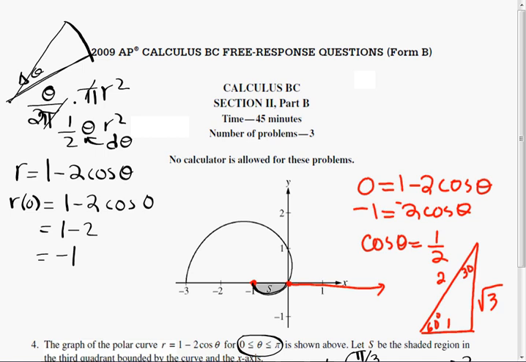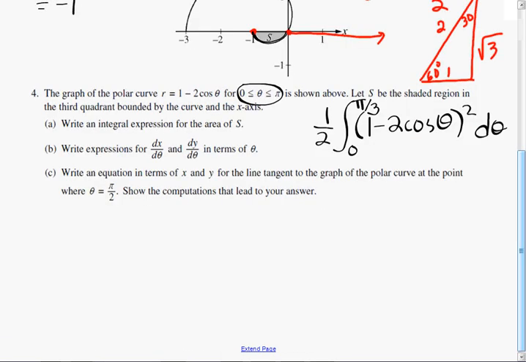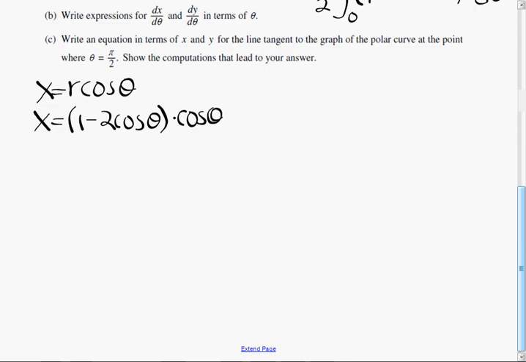Okay, that was easy. Then it says find dx d theta and dy d theta in terms of theta. Well, x is r cosine theta. So x, I like to put the r in. You could differentiate here. My personal preference is to put in the 1 minus 2 cosine theta. I'll slide that up, times the cosine of theta. You know what? It's just what I just did on the last one. Take the derivative.